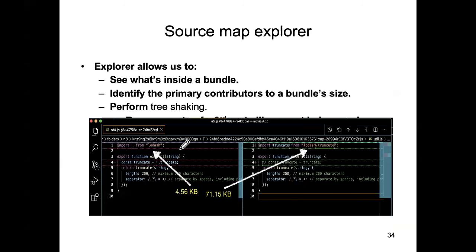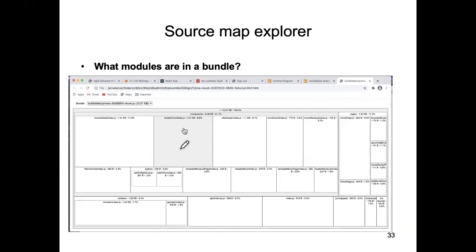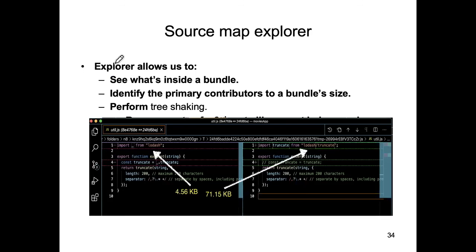Why that is useful is it could help us to further reduce the size of a bundle. Because what we would be looking for here are the really big parts of a particular bundle, and is it possible to split that up further? So this source map explorer allows us to see what's inside a bundle, number one, identify the primary contributors to a bundle, and thirdly, it allows us to perform what's called tree shaking.